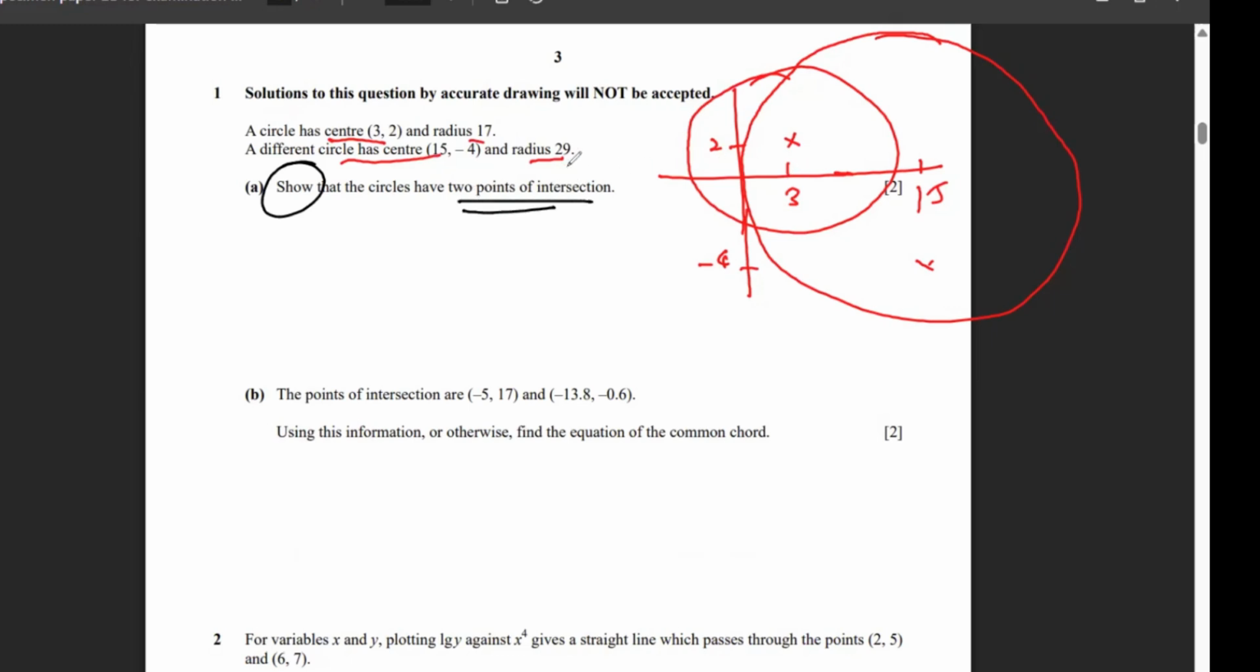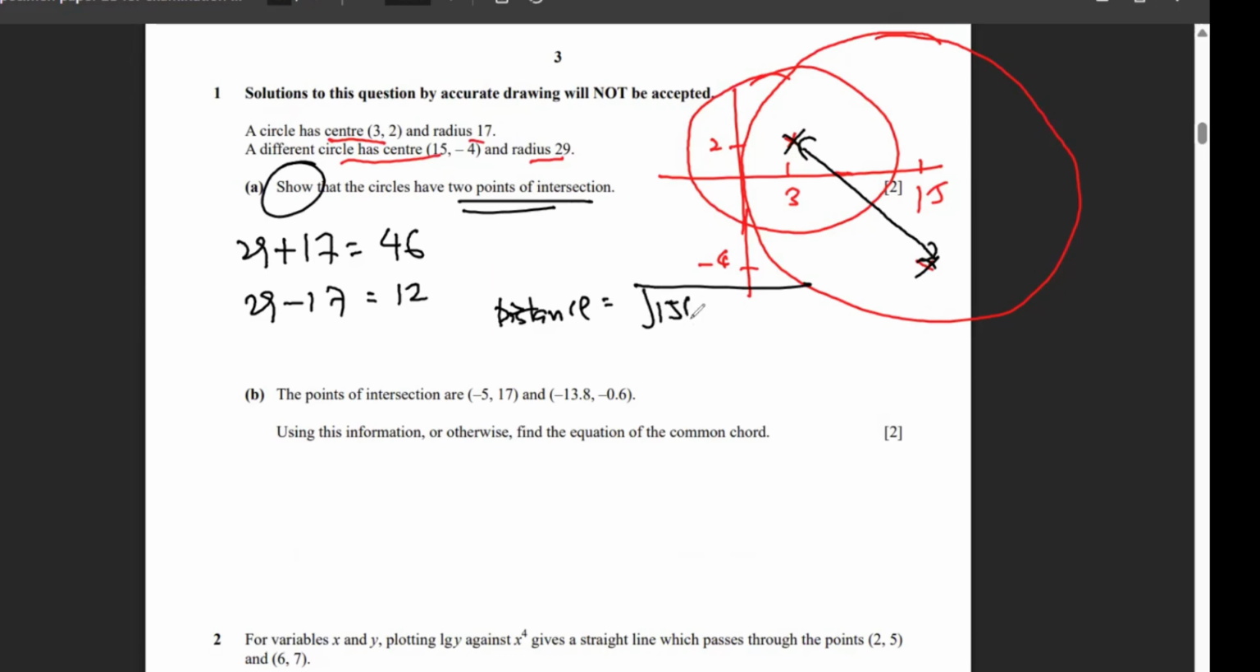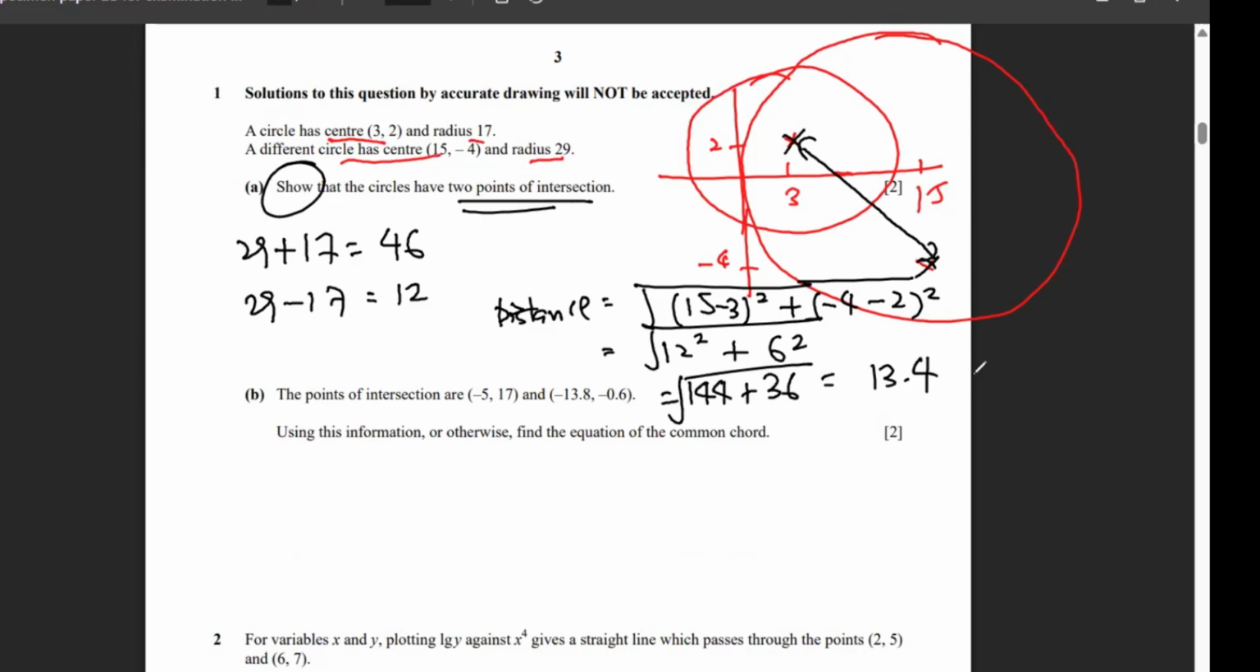To check whether they have 2 points of intersection, we need to check the distance between them. As long as the distance between them is in between 12 and 46, then you have 2 intersection points. So we go and find the distance between the 2 centers: difference of x, difference of y. You get 13.4. Don't think too much, directly use the calculator because this is a calculator paper. 13.4 is more than 12. Then you can confirm they have 2 intersection points.